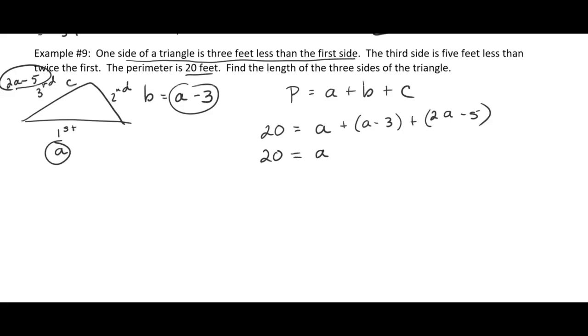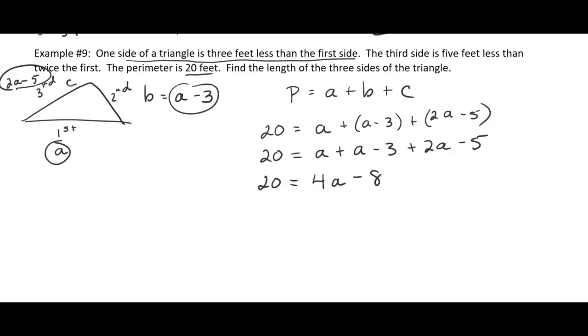Okay, I don't really need the parentheses on the right-hand side. They were just there for clarification. So I'll take those off. And then I've got how many A's? 1, 2, 3, 4 A's. 4A. And I've got a -3 and a -5, so that's going to be -8.